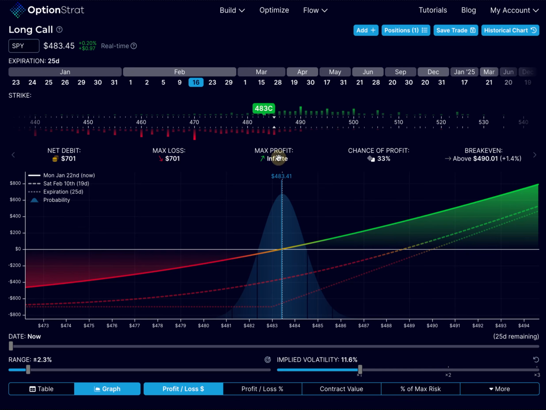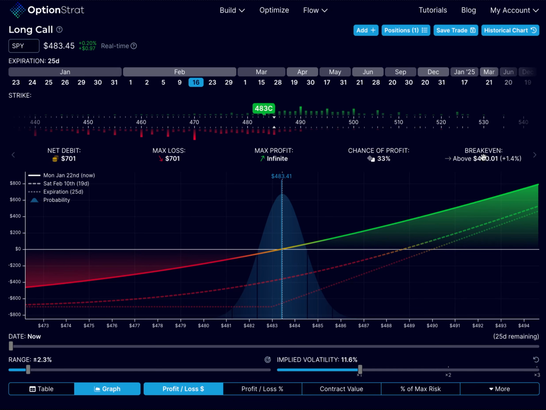Our maximum profit is infinite. In other words, as far as the market goes up, this thing's going to run with it, okay? As this trade exists right now, it has a 33% chance of profit. Now, this is all stuff that's mathematically calculated using different options pricing models.